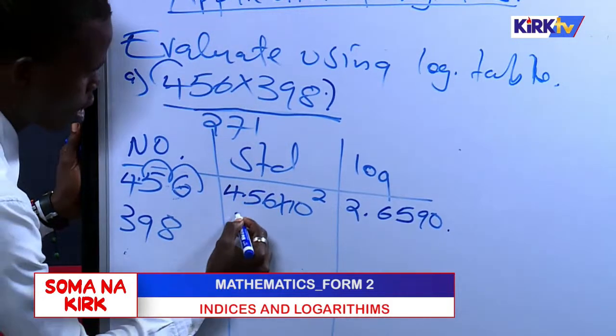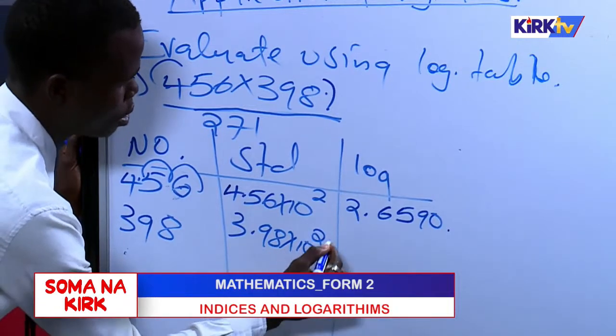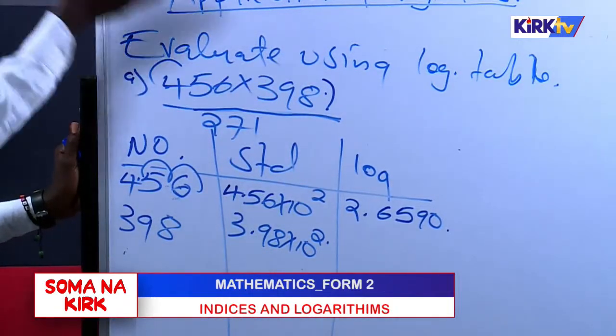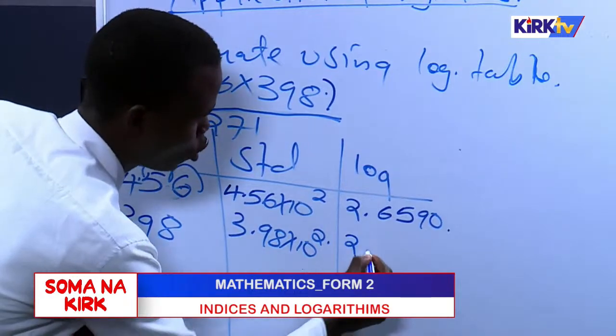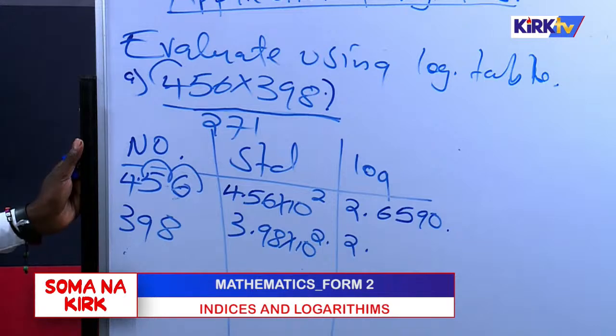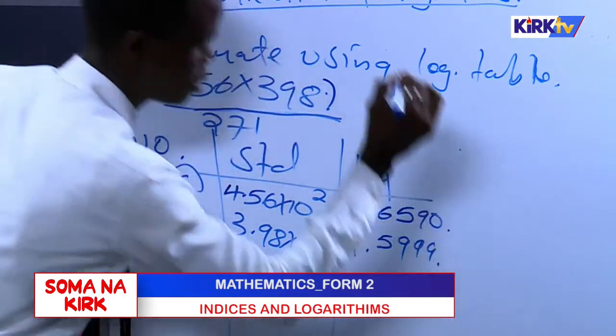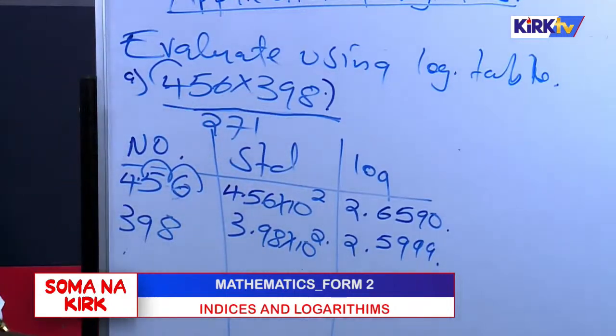The standard form will be 3.98 times 10 raised to power 2. Just like we did on the other side, it will be 2.5999. Now, I am done with the numerator.